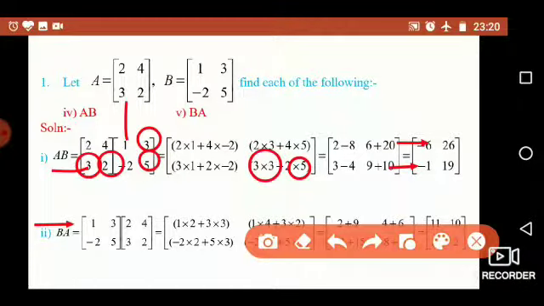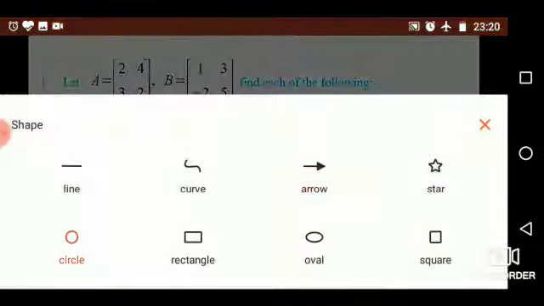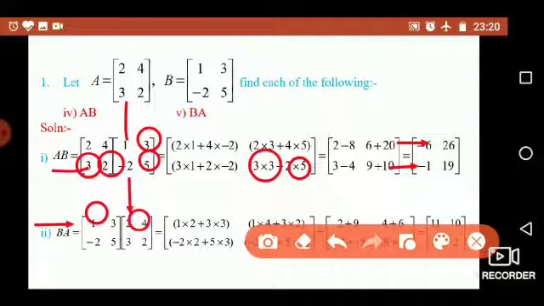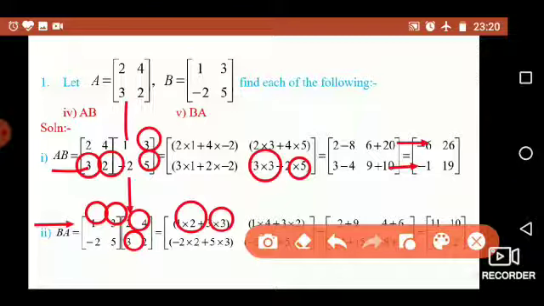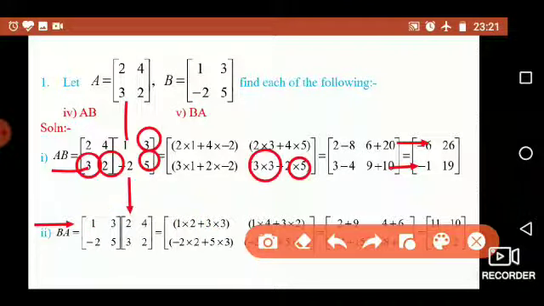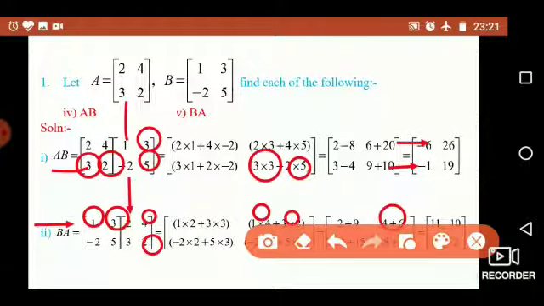The first row will get multiplied to the first column. Therefore, 1 2s are 2 and 3 3s are 9. Therefore, the element will be 2 plus 9, which equals 11. Similarly, the same row we can multiply to the second column. Therefore, we get 1 4s are 4 and 3 2s are 6. Therefore, 4 plus 6 gives 10.